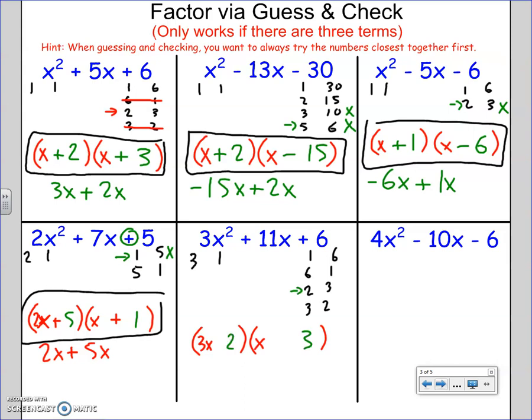2, 3. I do O, that's 9x. I do I, that's 2x. Can 9x and 2x make 11x? Yes, I add them. I need positive 11, so this has to be positive 9. That makes positive 2. And a positive times a positive is a positive. It matches that sign, so we are good.